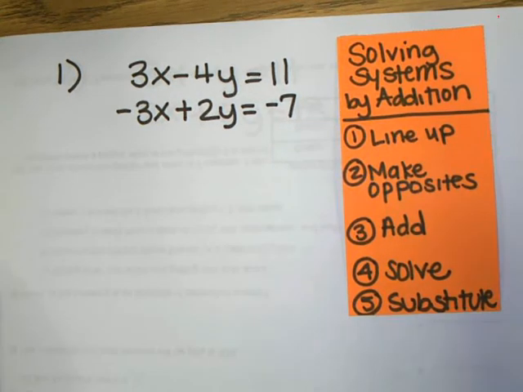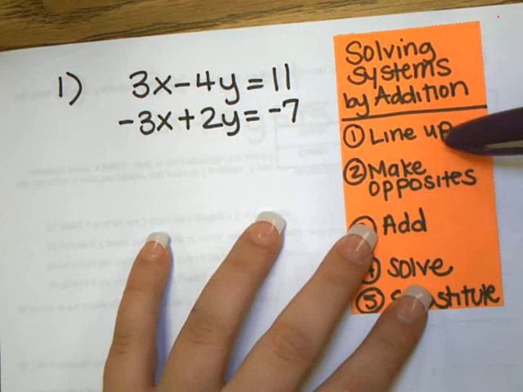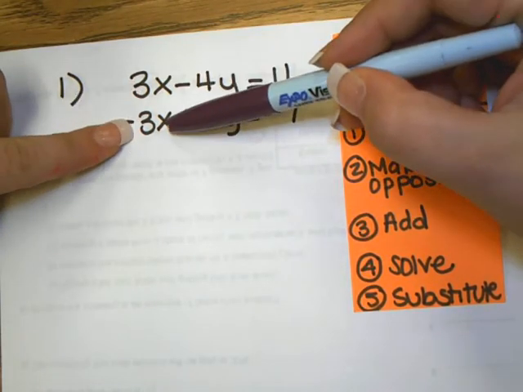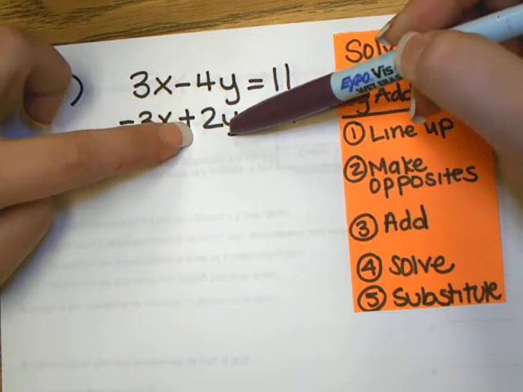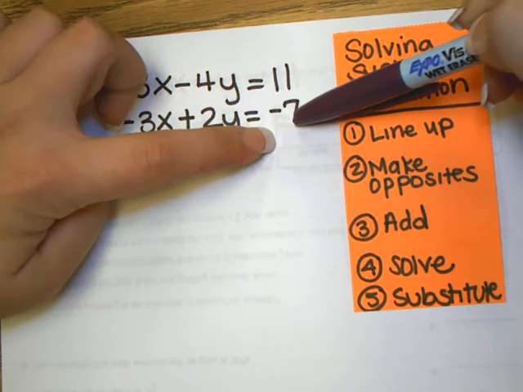This video is on solving systems by the addition or elimination method. The first step is to make sure the equations are lined up. So as we can see, we have the x term over the x term, the y term over the y term, the equals over the equal, and then the constant over the constant.